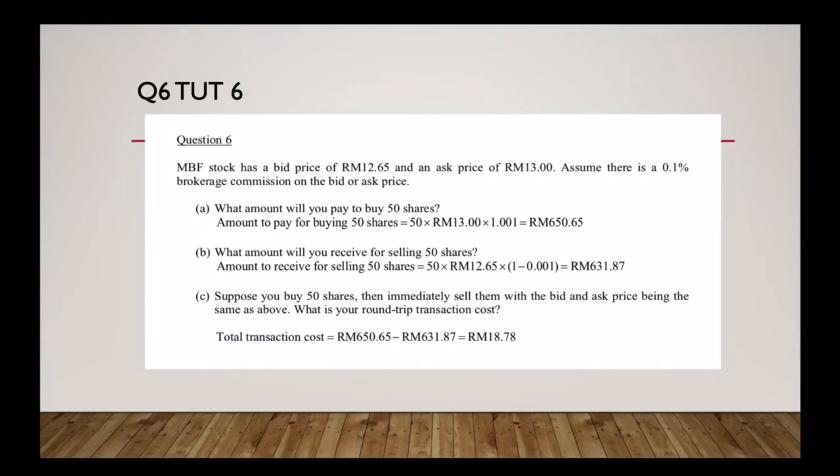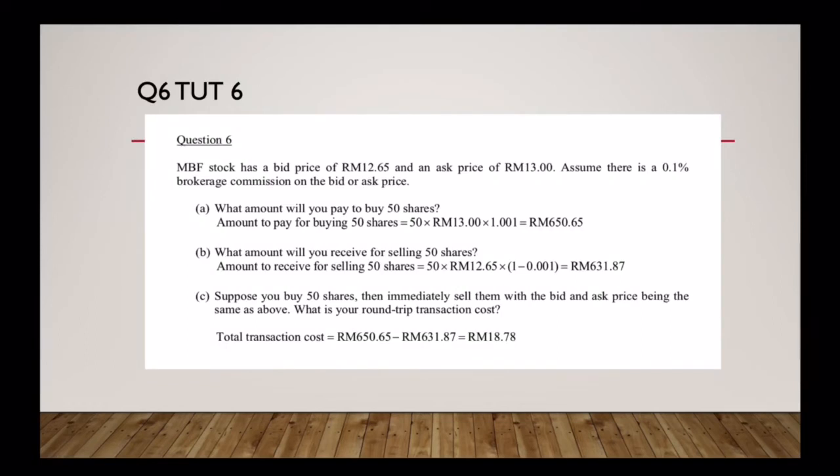Since you're selling something, you're using the bid price. So 50 times 12.65 times 1 minus 0.001, because you have to return your 0.1% to the broker or the agent. So you get 631.87.